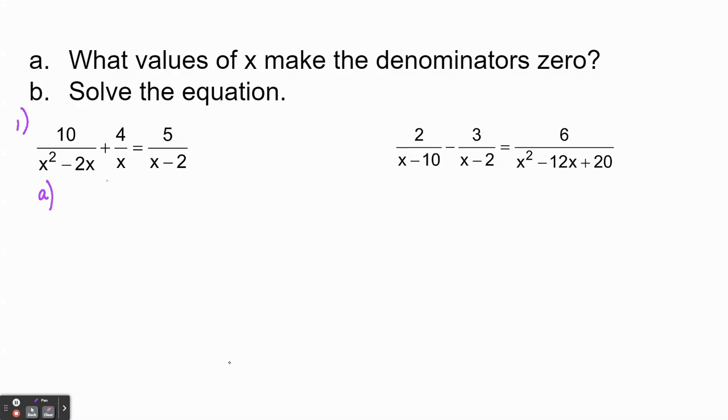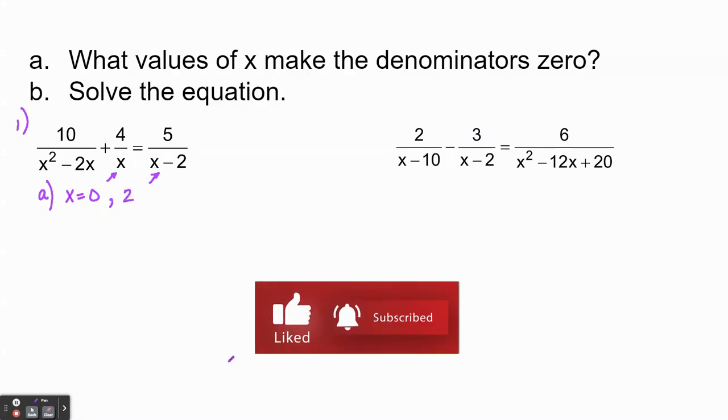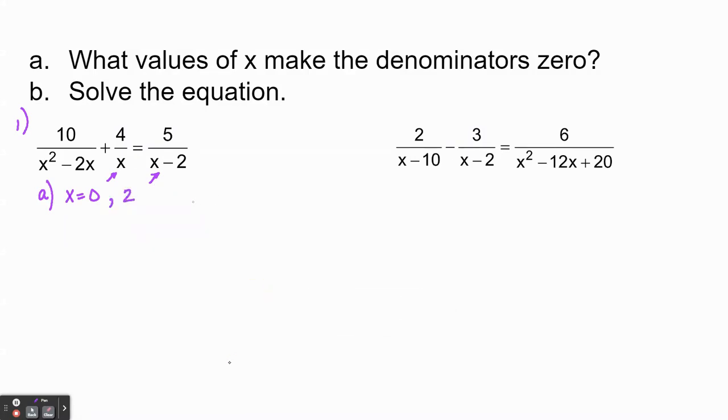Well, if I look at this denominator, I can see that if x is 0, that denominator would equal 0. And if I look at this denominator, I see that if x is 2, then I would get a 0 in the denominator. And you can do that if you want to just by setting those denominators equal to 0. Makes it a little easier to see it. Now, we want to solve this equation here.